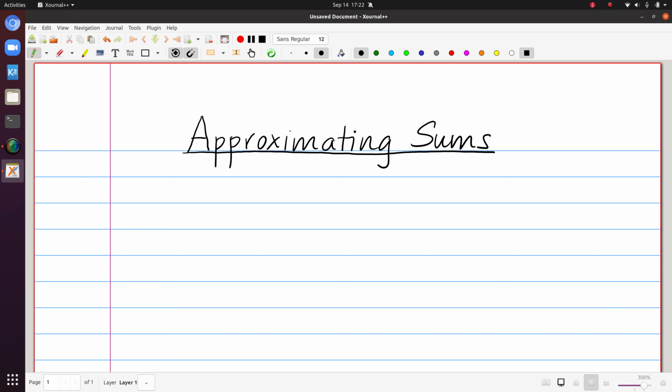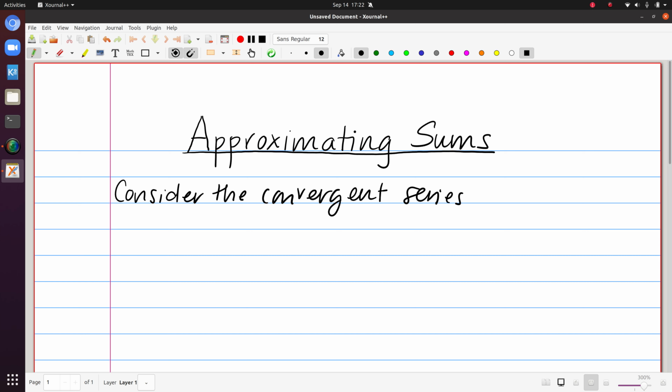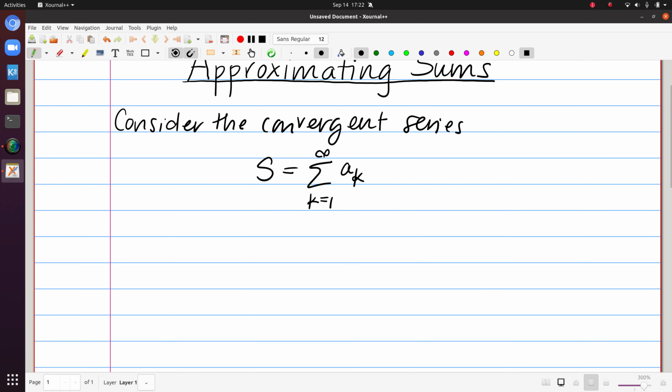What I want to talk about in this video is the idea that the next best thing would be to approximate the sum of a converging series and hopefully be able to bound the resulting error. So to give this a general setup, consider the converging series that we'll write as the sum of a sub k, but I'm going to specifically call the sum S. So this series converges and the sum of this series is capital S. So we want to assume here that S is unknown.